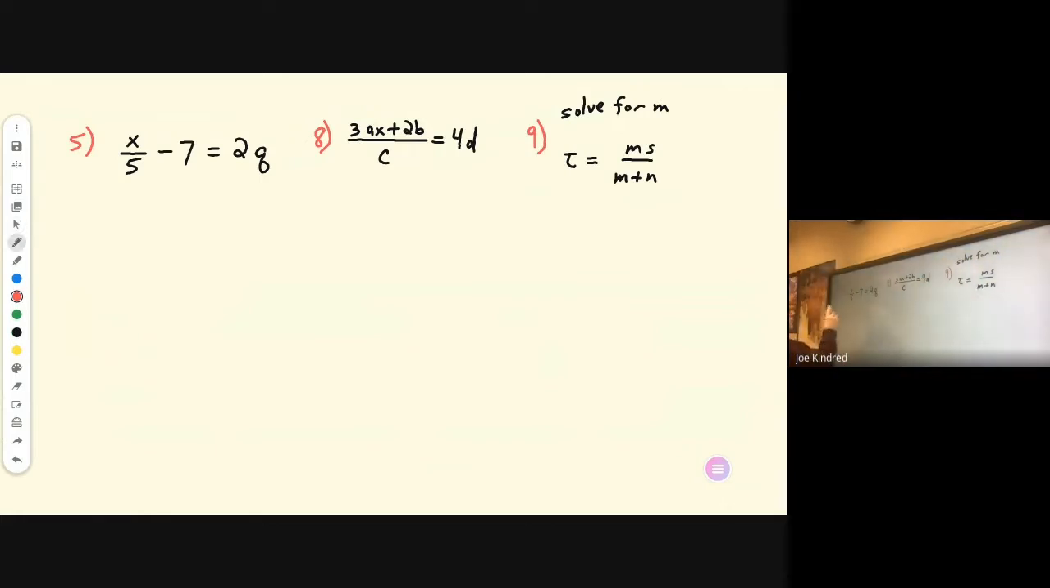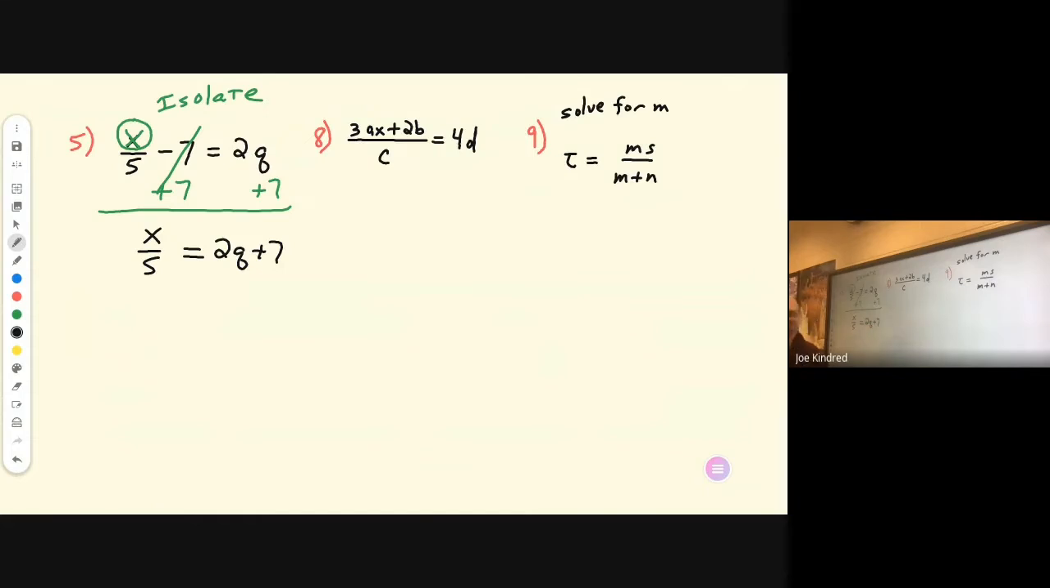So the first thing is we want to make sure that we understand, let's identify where x is at. It's right there. So my first thing is I want to get this by itself. So we want to isolate this letter. And the first thing I notice is I'm going to add 7 to both sides. That goes to 0, and I'm left with x over 5 is equal to 2q plus 7. Now, I can't add those together. They are not like terms.